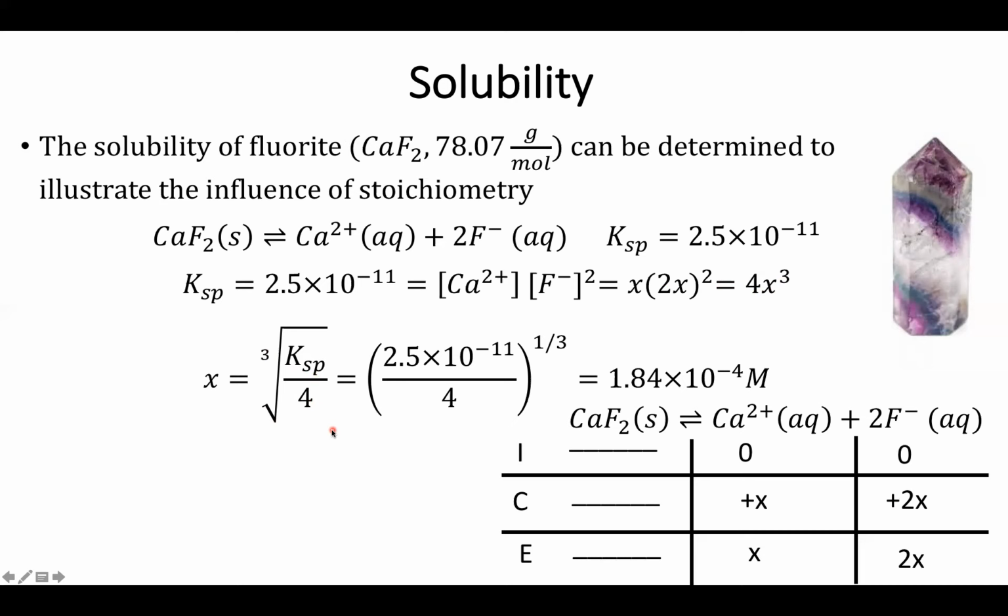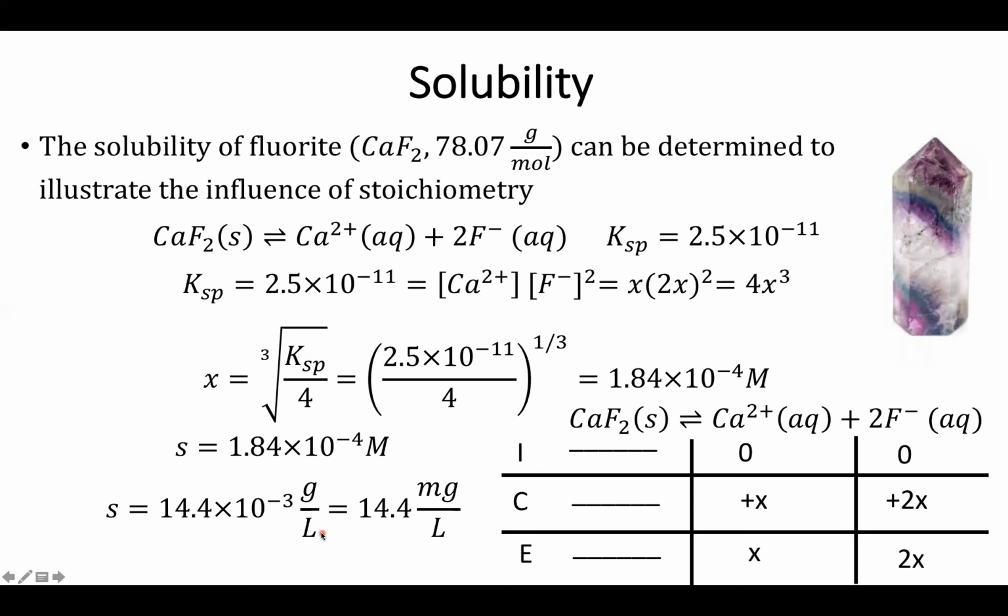Watch out for order of operations. Also, if you're working with a calculator system that doesn't do cubic roots, this is the same as raising it to the 1/3 power. So when we do this, we find out that our x and thus our s are going to be about 1.8 times 10 to the negative 4th molar. So again, making use of the fact that we have a stoichiometry of 1 in front of our fluoride. So there's our solubility. However, we can go ahead and multiply this by our molecular weight to get a mass solubility of about 14.4 milligrams per liter.